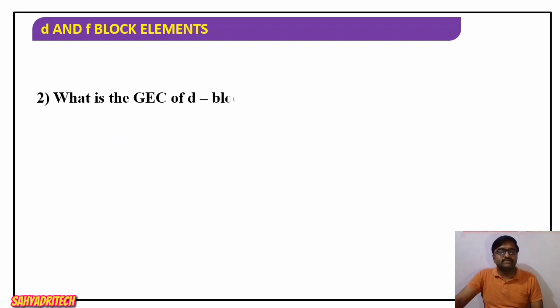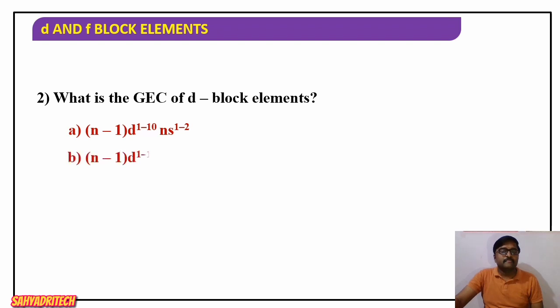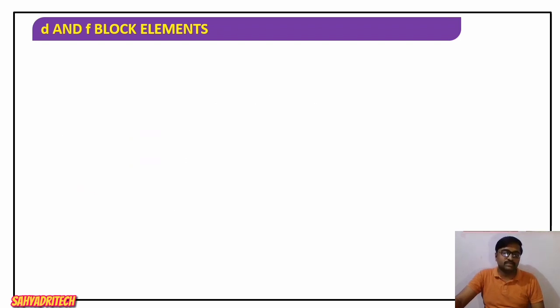Well, the next one: what is the general electron configuration of d block elements? The options: (n minus 1) d 1 to 10, ns1 to 2; next, (n minus 1) d 1 to 10, ns2; next option, (n minus 1) d 1 to 10, ns1; fourth one, (n minus 1) d 1 to 10, ns0 to 2. What is the answer? (n minus 1) d 1 to 10, ns1 to 2 is the right choice.